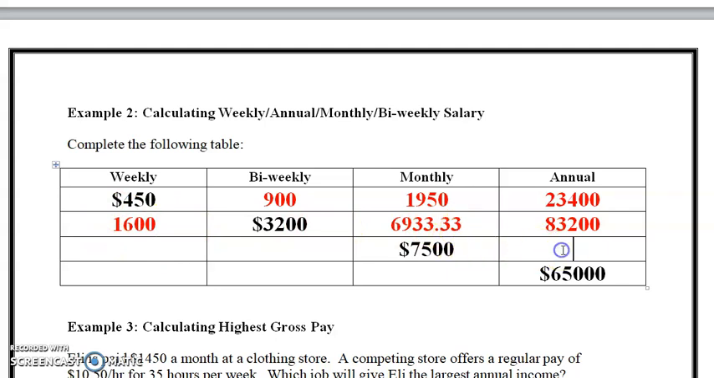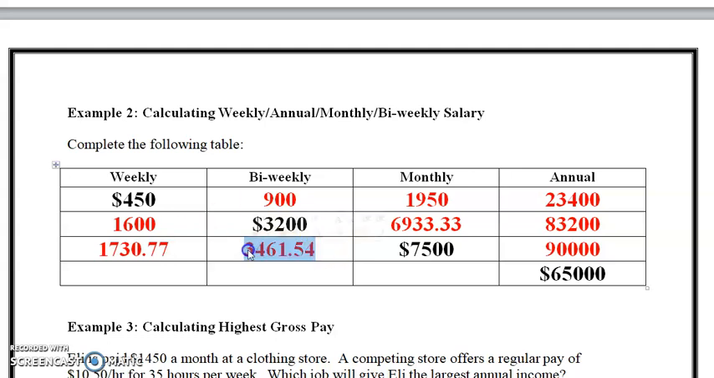Next, monthly. To get to the annual, we take the 7,500 multiplied by 12, and we get 90,000. Once I have the annual of 90,000, I'll divide that by 26 to get the biweekly, which is 3,461.54. Then for the weekly, 90,000 divided by 52 weeks gives me 1,730.77.